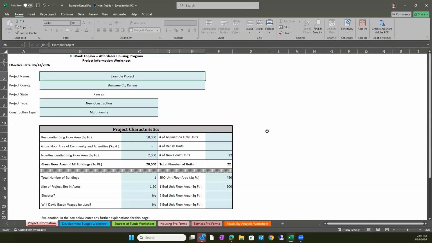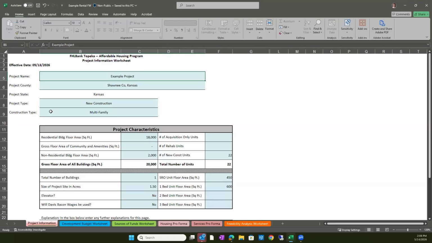We're going to start with the project information tab. This tab is really generic information regarding your project. A lot of this is information, at least the stuff at the top is information you'll be entering in the application itself. So you'll want to make sure that when you're filling out things like your project name, the county that the project is located in, the project type, and the construction type, it matches what you have entered into the application itself.